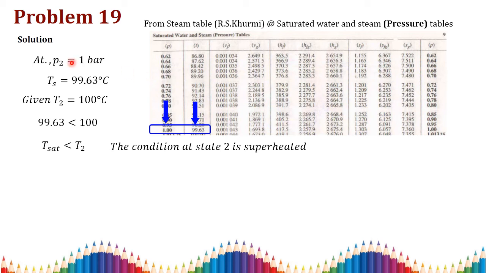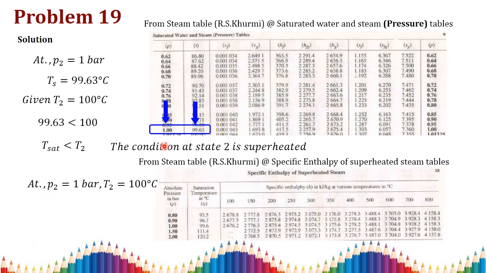So I am writing the second state. P2 is equal to 1 bar. At 1 bar pressure, the saturation temperature is 99.63 degrees Celsius. Your given temperature is 100 degrees Celsius, and 99.63 is less than 100, so T saturation is less than T2. The condition of state 2 is superheated. If state 2 is superheated, then you can go to the superheated table to take out the specific enthalpy. At pressure P2 is equal to 1 bar and T2 is equal to 100 degrees Celsius, you can take H2 is equal to 2676.2 kilojoule per kilogram.